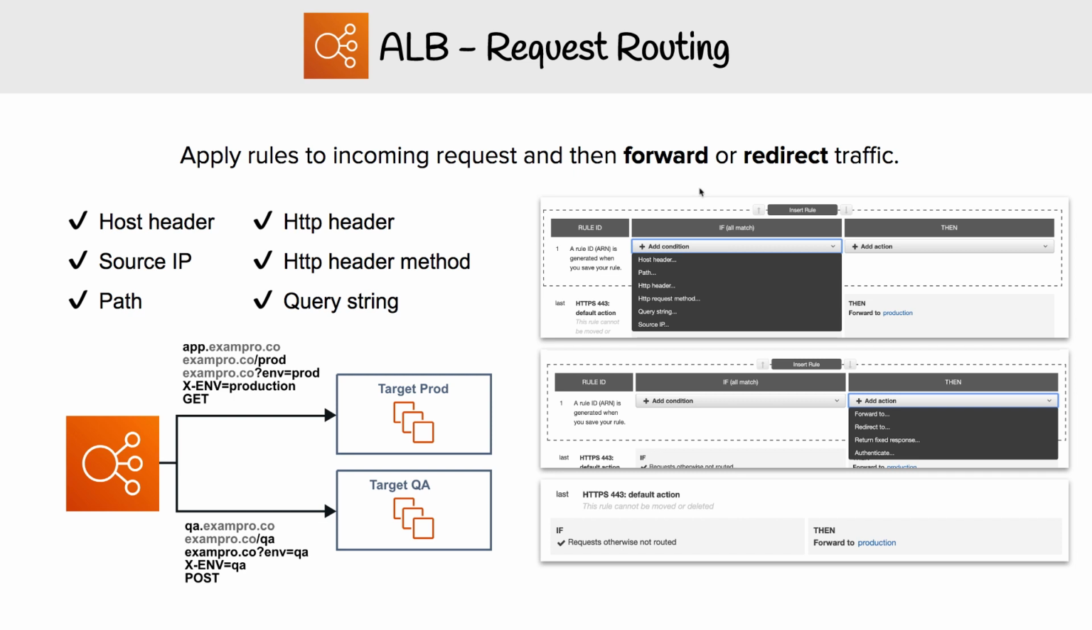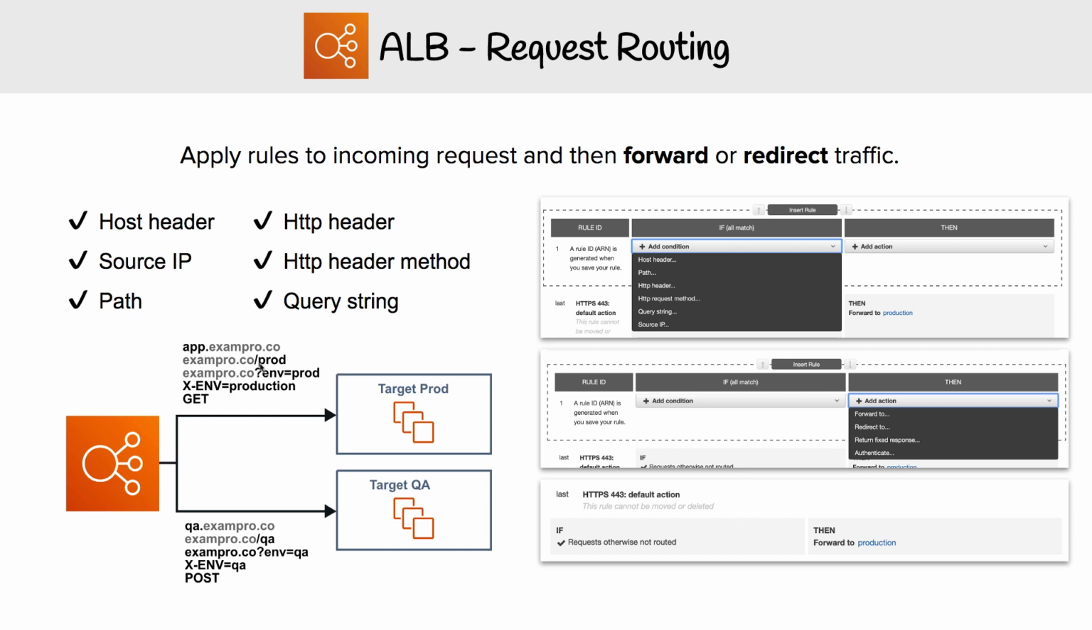And then you can see we have some then options. We can forward, redirect, return a fixed response, or authenticate. So let's just look at a use case down here where we actually have 1, 2, 3, 4, 5 different examples. One thing you could do is use this to route traffic based on subdomain. So if you wanted subdomain app to go to target prod and QA to go to the target QA, you could do that.